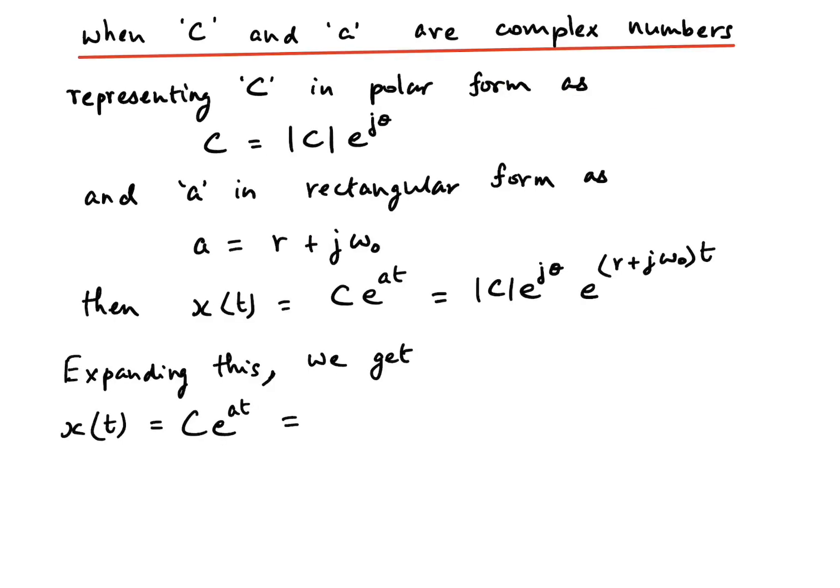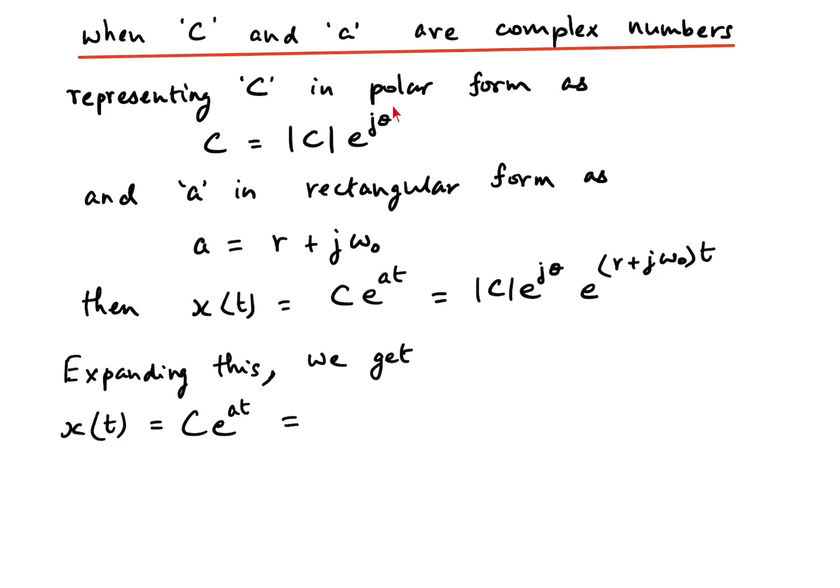So when we make these parameters c and a complex numbers, we can represent them either in the polar form or in the rectangular form. We are going to represent the parameter c in the polar form and the parameter a in the rectangular form. In the polar form, you represent a complex number by its magnitude and phase. The magnitude of c is magnitude of c, and the phase of c is denoted as theta.